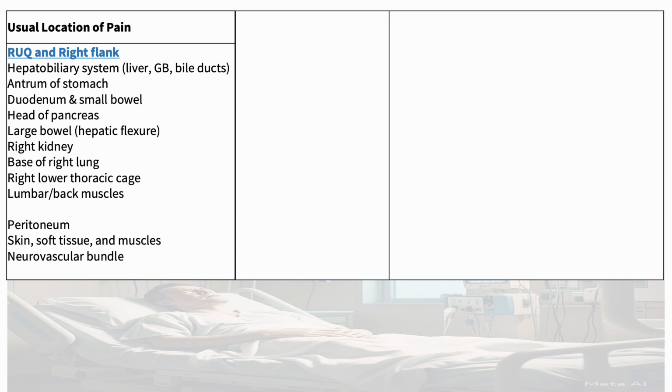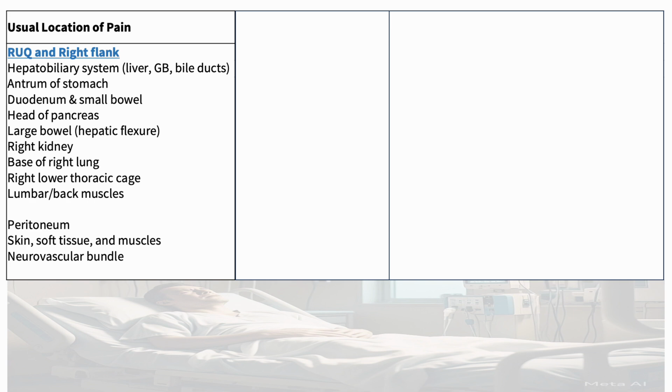the right lower thoracic cage, including the intercostal muscles and ribs in that area, the lumbar and back muscles in the right lower back areas. A patient with lower abdominal pain, if it's mostly on the right side, might present with what looks like right kidney problems.